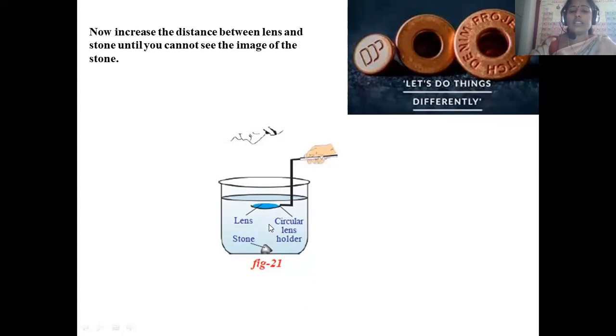The second is if the focal length is less and the object is placed at a larger distance, in that case also what happens? Focal length is greater than the object distance, so a magnified image will be possible. If the object is kept exactly at the focal length, in that case you are not able to see the image, right? So this is the condition. In that case, the object is not clearly visible to us.